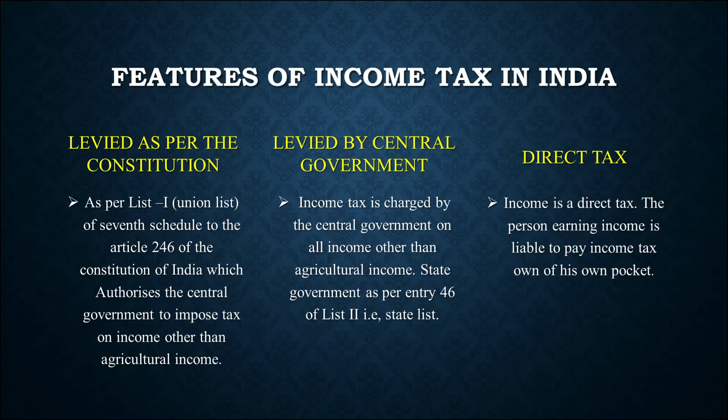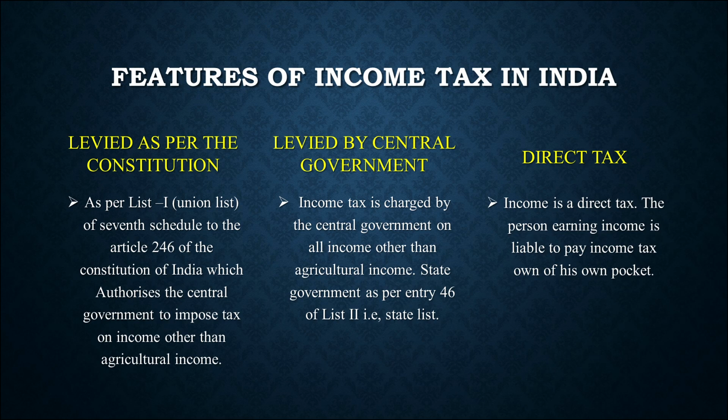Next, features of income tax in India. First, levied as per the Constitution. As per list 1, the union list, it is the central list of the 7th Schedule to Article 246 of the Constitution of India, which authorizes the central government to impose tax on income other than agricultural income. And second, levied by the central government. Income tax is charged by the central government on all income other than agricultural income. Agricultural income is taxed by the state government as per entry 46 of list 2, the state list.